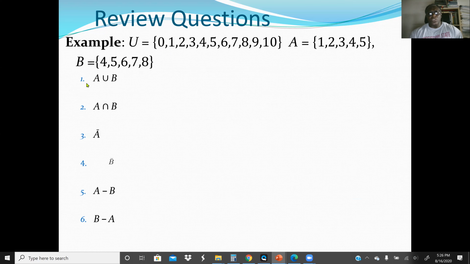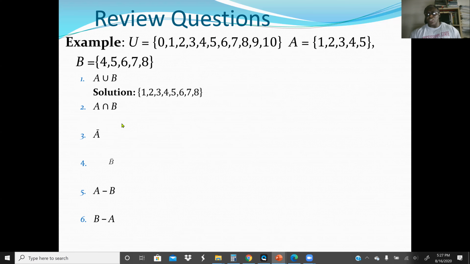First, we want to look for the union of sets A and B. So the union of sets A and B will be 1, 2, 3, 4, 5, 6, 7, 8. 4 and 5 are duplicates, so we subtract them. So we get our answer to be 1, 2, 3, 4, 5, 6, 7, 8. Because the union again means all the elements in A and also all the elements in B, excluding the duplicates. We don't need duplicates. Duplicate means we have the same element in both sets.